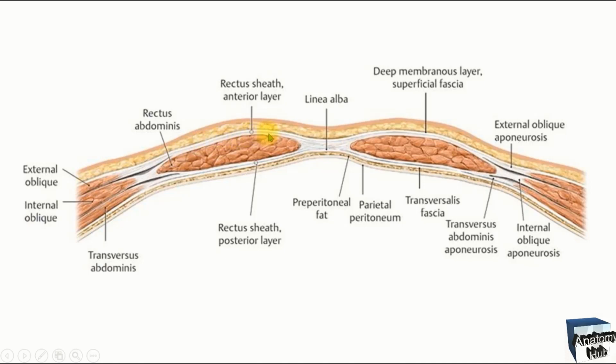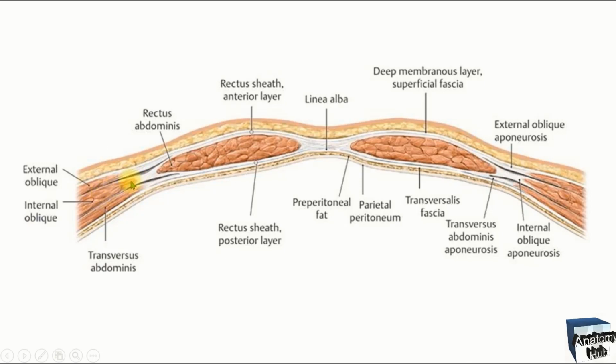Then you'll find this aponeurosis, this white part that is just coming over here. You can see the external oblique muscle, this aponeurosis is coming, and it splits into two layers to cover the rectus sheath.